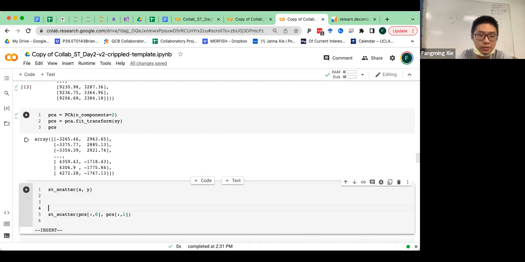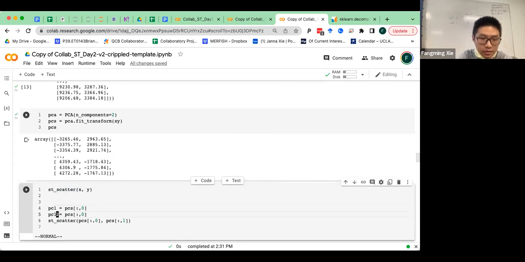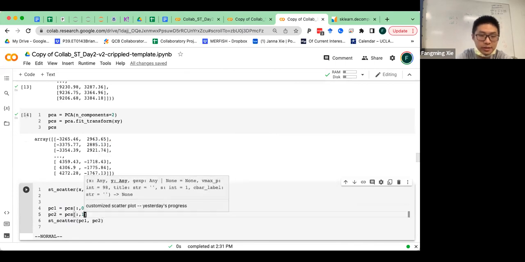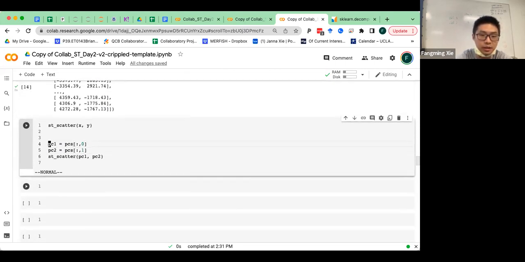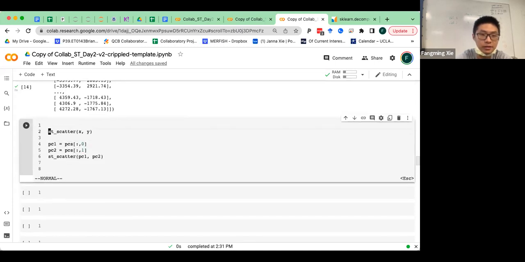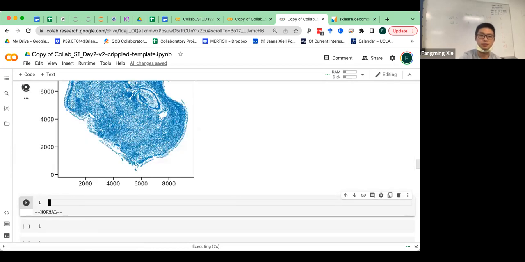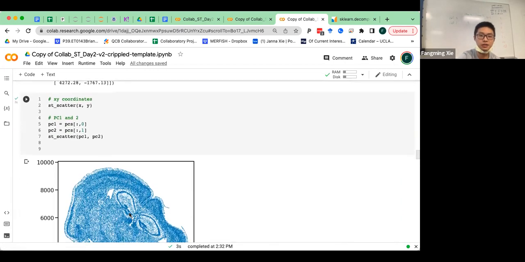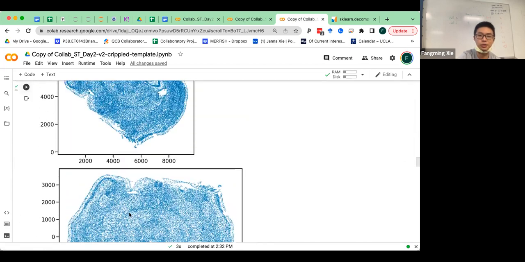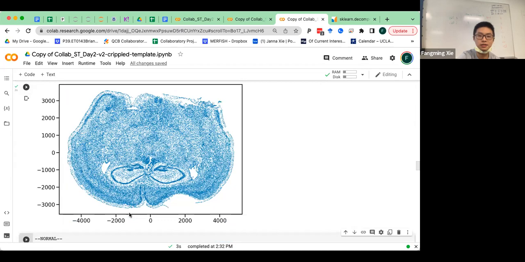Actually, to make it more clear, PC1 equals our PCs, the first column. PC2 equals PCs, the second column. PC1, PC2. Let's compare between these two. The first one is the XY coordinates. The second one is PC1 and PC2. Let's see what the differences are between them. This is the first one. This is the second one.